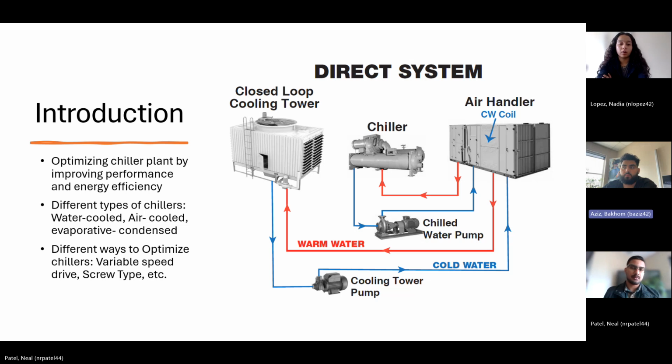So, for our project, we were optimizing a chiller plant by trying to improve performance and energy efficiency. The different types of chillers available are water cooled, air cooled, and evaporative condensed. And we had several ways of optimizing these chillers, and some of them include variable speed drive and screw type.